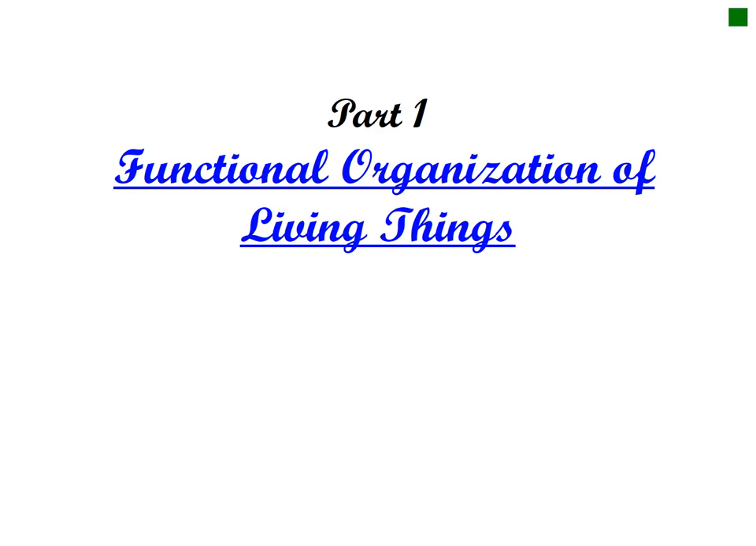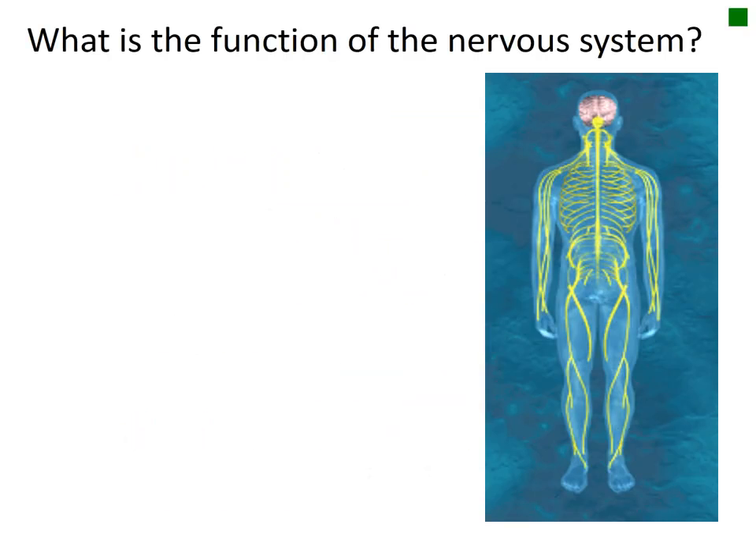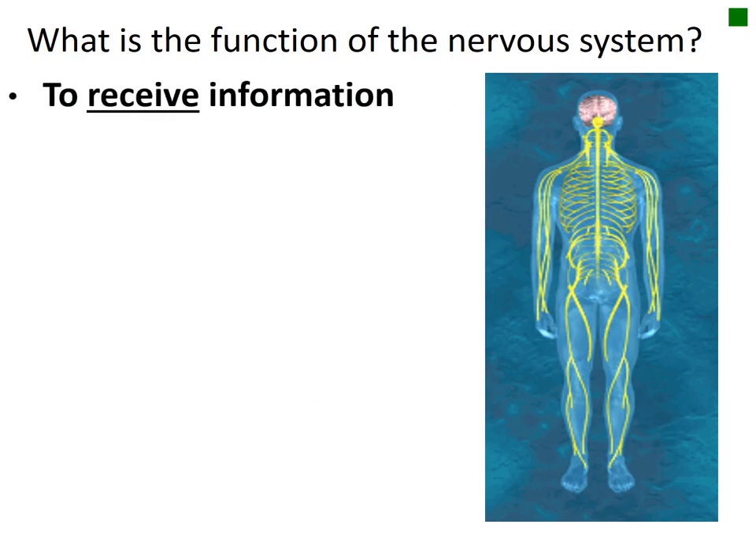Hello, grade 10 students. In this lecture, we're going to talk about the function and organization of living things. To be more specific, we're going to talk about Chapter 4, Nervous Communication, Activity 1, Organization of the Nervous System in the Vertebrates. To start with, what is the function of the nervous system?